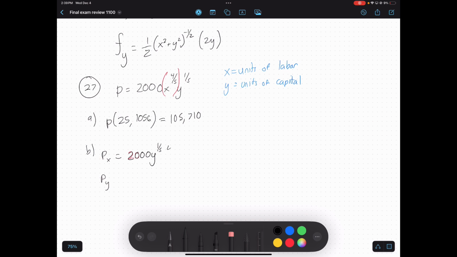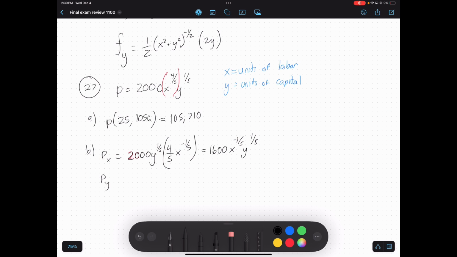What's my derivative? 4/5 X to the negative 1/5. And then I can simplify that by just multiplying my 2,000 and 4/5. And I get 1,600 X to the negative 1/5, Y to the 1/5. I do switch order around a lot, but remember, with multiplication, order doesn't matter. You can do it whatever order you want.